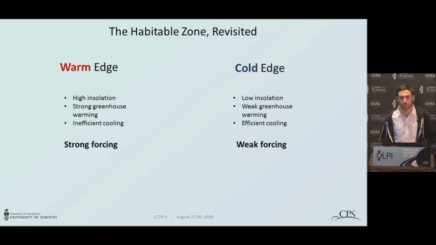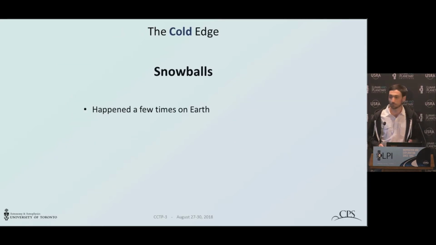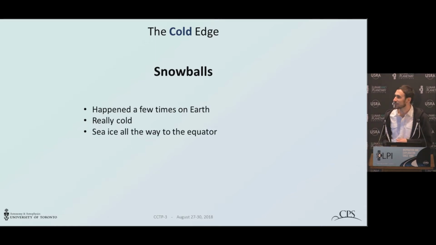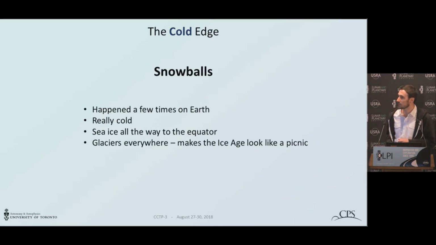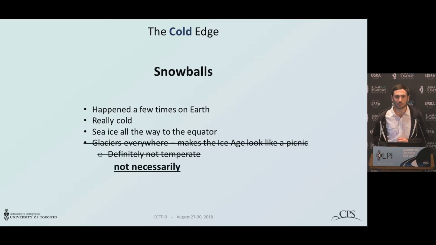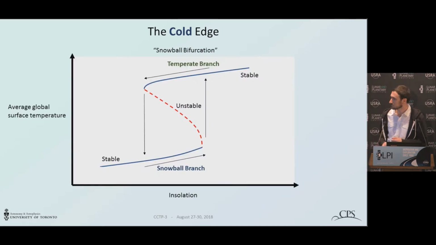I'm particularly interested in the cold edge, particularly in snowball planets. To quickly recap from this morning, snowballs, they're a climate that happened a few times on Earth. They're really, really cold. They're characterized generally by sea ice all the way to the equator, though there's some disagreement on how total that coverage is. And we think of them as having glaciers everywhere, being really, really icy. Definitely not a temperate place. My work, however, suggests that that's maybe not necessarily the case. We'll get into that a bit later.